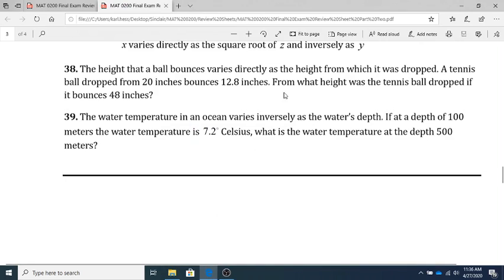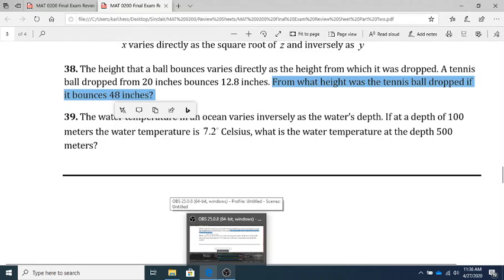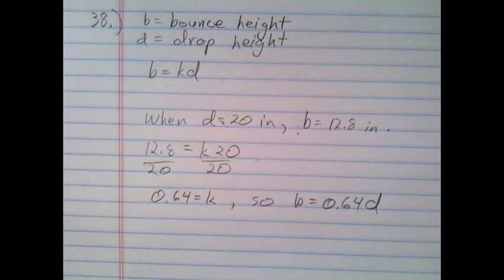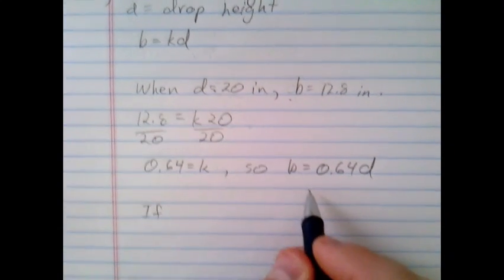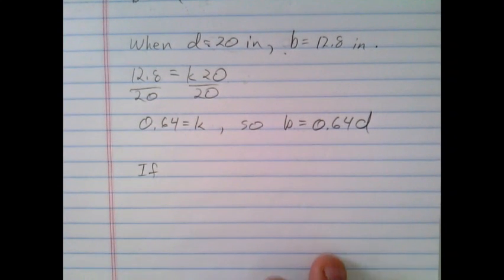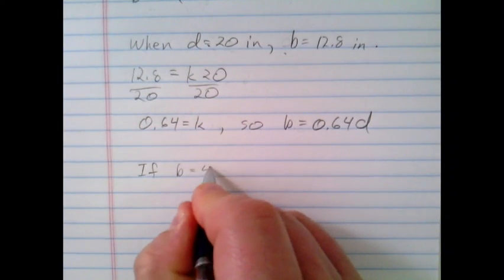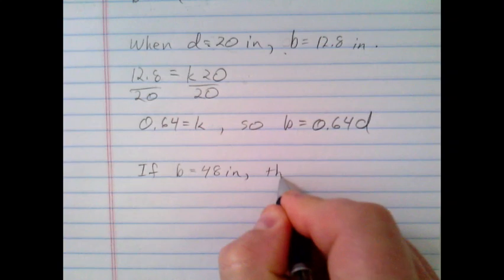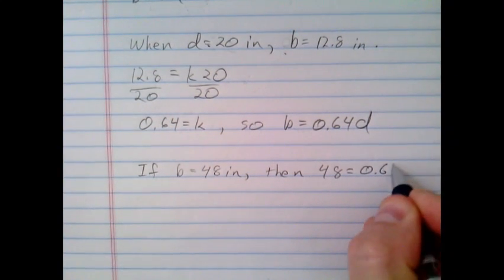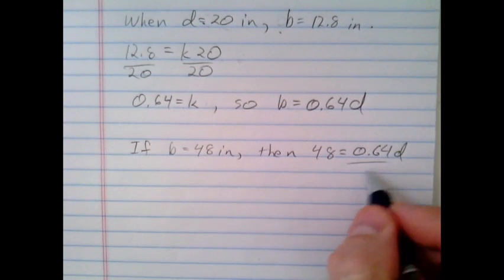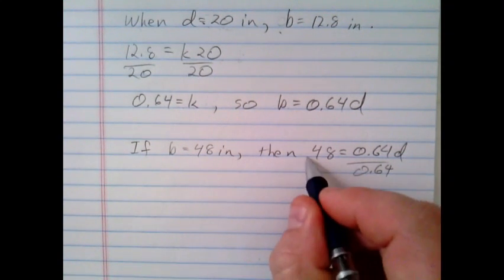The question is, from what height was the tennis ball dropped if it bounces 48 inches? Okay, so they gave me a B value. If I plug that in, I should be able to solve for D. So if B equals 48 inches, then, well, let me plug that in. 48 equals 0.64 D. So I'll divide both sides by 0.64.